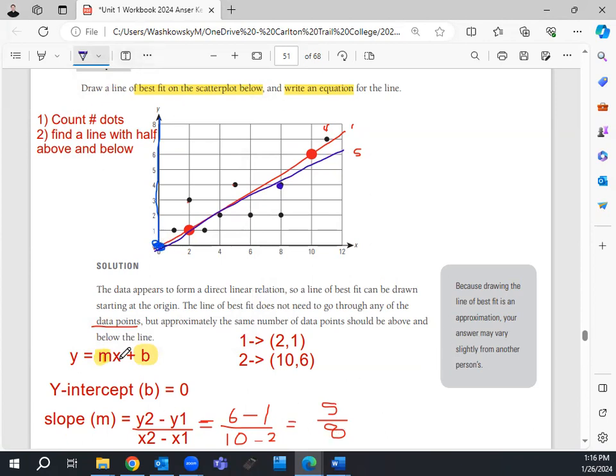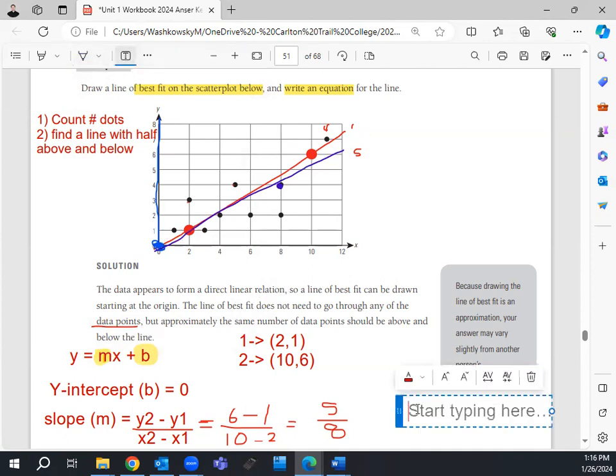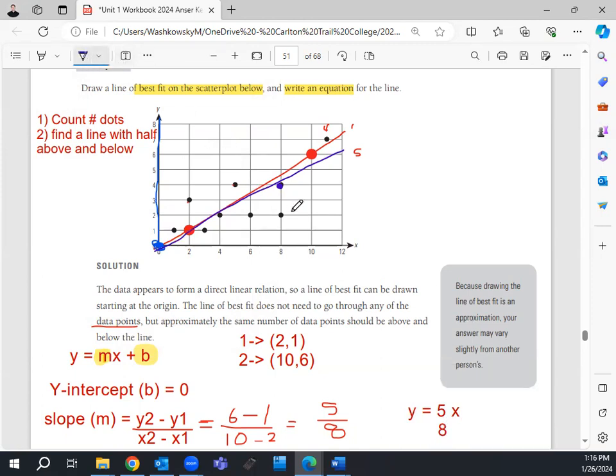But in this case, now I have my m, I have my b. All I now need to do is type that in, right? Y equals, instead of m, it's 5 over 8 x plus my b is 0. So I could just delete it, right? Y equals 5 over 8x.